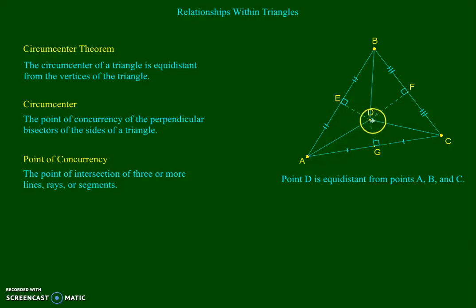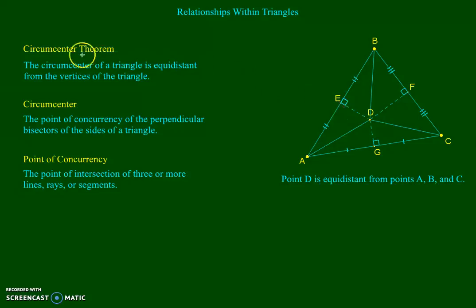The first point of concurrency we're going to talk about is called the circumcenter. And the circumcenter is the point of concurrency of the perpendicular bisectors of the sides of a triangle. We've already talked about what perpendicular bisectors are. So point D is the circumcenter, the point of concurrency, the point where all three perpendicular bisectors of the triangle sides coincide or are concurrent.